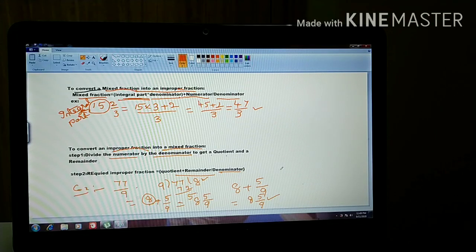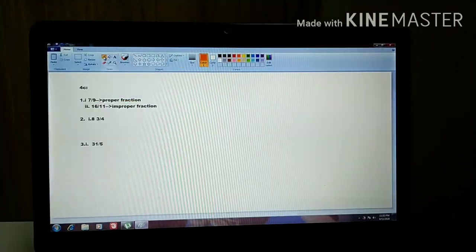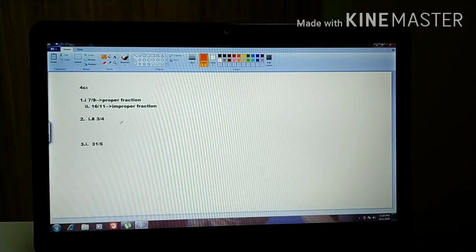First one is the conversion of a mixed fraction into an improper fraction. After that, improper fraction to mixed fraction. Understood the difference here? Okay. Shall we go for the exercise problems? Now see exercise 4C. First one: point out the proper and improper fractions from the following. We have to write which is a proper fraction and which is an improper fraction.